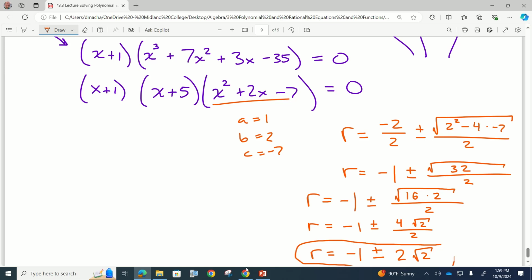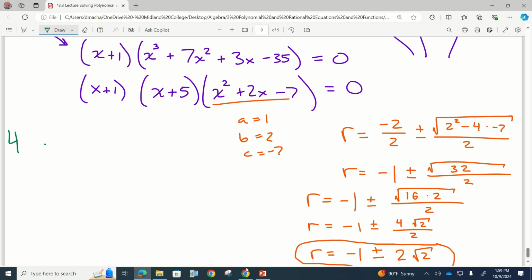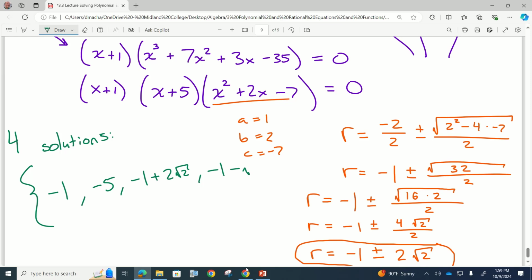But those were just the quadratic roots. I have 4 solutions overall to my original equation. The solutions are negative 1, negative 5, negative 1 plus 2 square root of 2, and lastly, negative 1 minus 2 square root of 2.